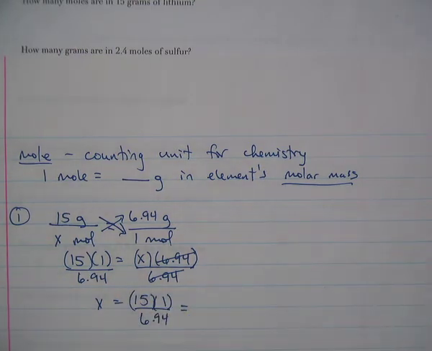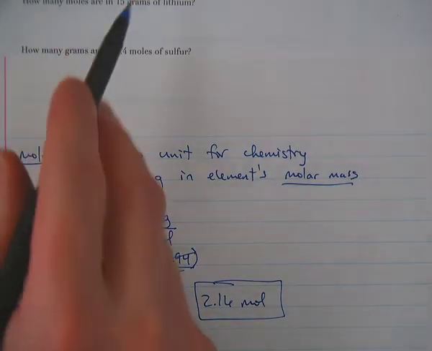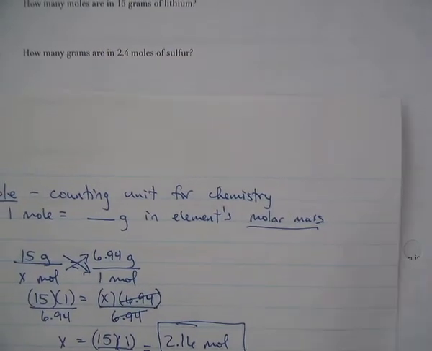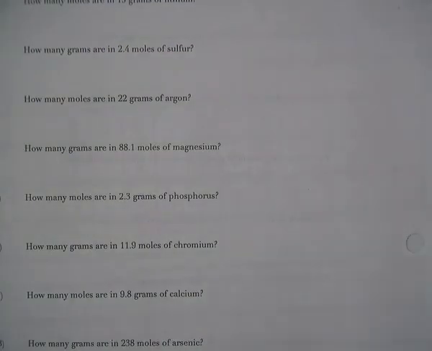And now I just need to calculate that. So 15 divided by 6.94 equals 2.16 moles. Okay, so in 15 grams of lithium, there are 2.16 moles. All right, number 2 is going to be very similar. They ask how many grams are in 2.4 moles of sulfur.